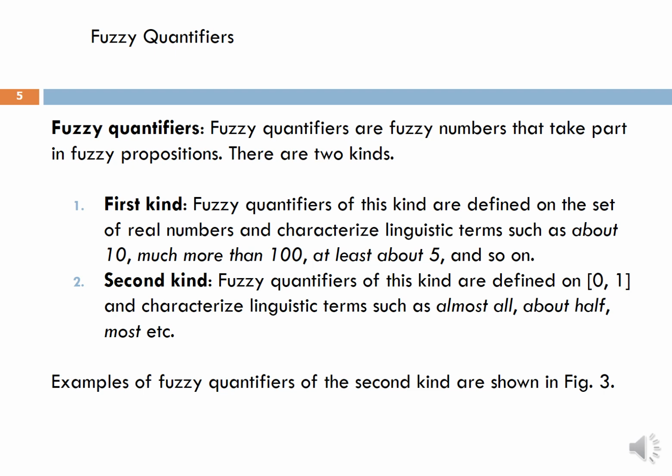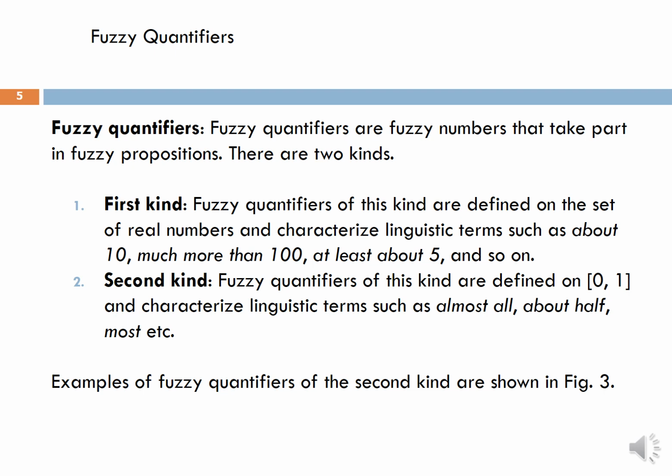The first kind is not about 0 and 1; it is about 10, or much more than 100. You can also go for age, such as 85, 90, 100, where a person is very young or very aged. The second kind takes an interval between 0 and 1 only. These are the fuzzy quantifier types.